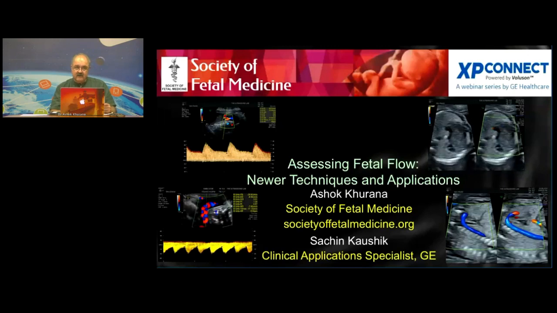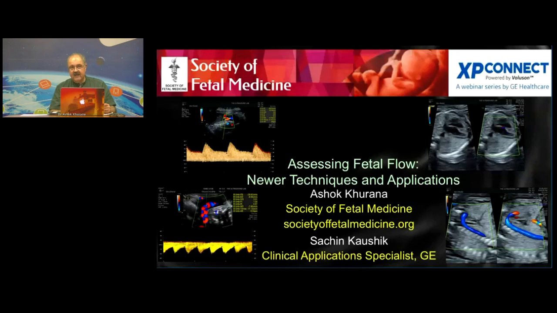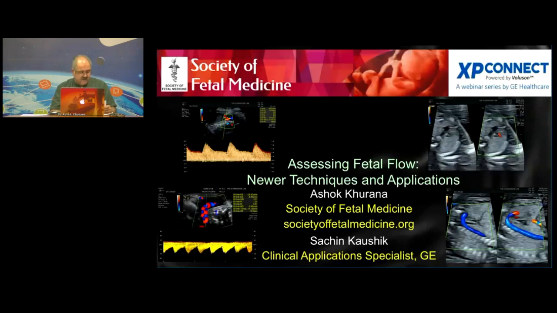We do know that there is early term, which is 37 weeks 0 days to 38 weeks, 6 days. There is term, which is 39 weeks to 40 weeks, and there's post-term, which is 40 weeks plus. And the uterine artery PI is significant in any of these because you can also have term FGR.